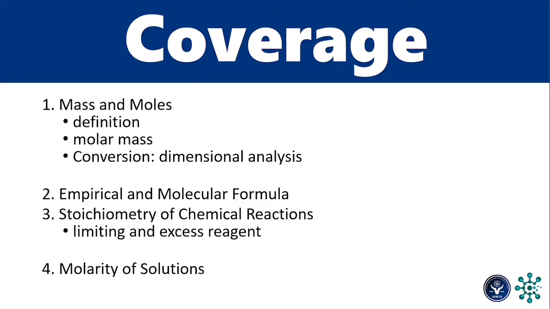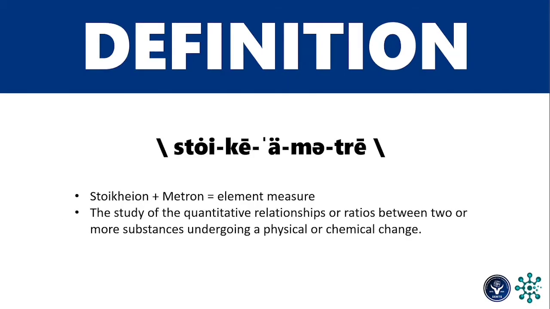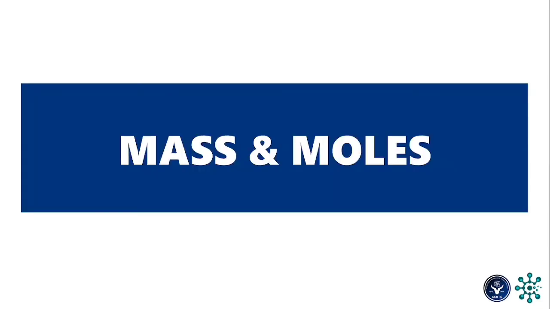Let us start with a brief definition. Stoichiometry. Yes, it's pronounced that way, stoichiometry. It came from the two Greek words stoichion, in English, element, and metron, which is measure. Formally, stoichiometry is defined as the study of the quantitative relationship between substances as they experience a physical or chemical change. Like what is listed in the coverage, we will start with mass and moles.